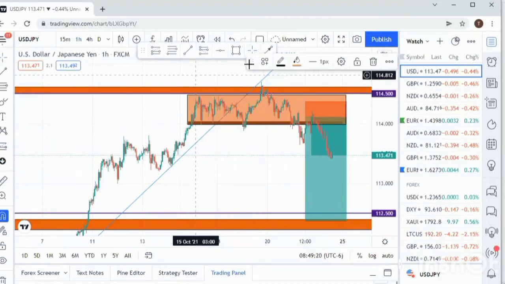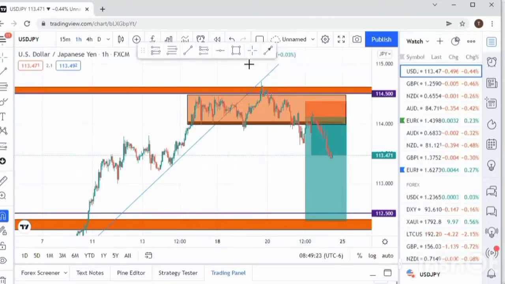This happens to be the what? The little fake out that I did tell you was going to occur before it finally starts dropping. As you can see, the market actually did what? Break out of this box, retested this box.